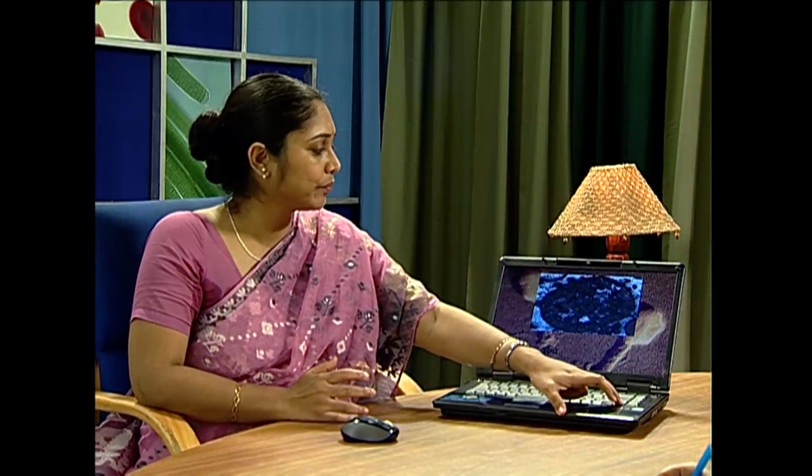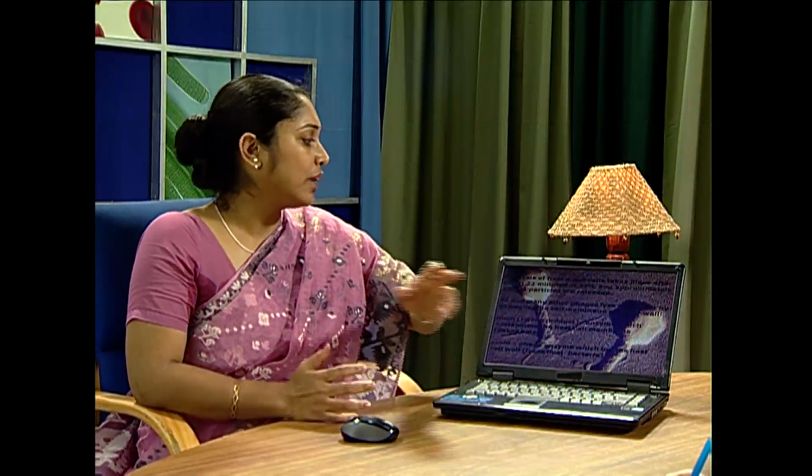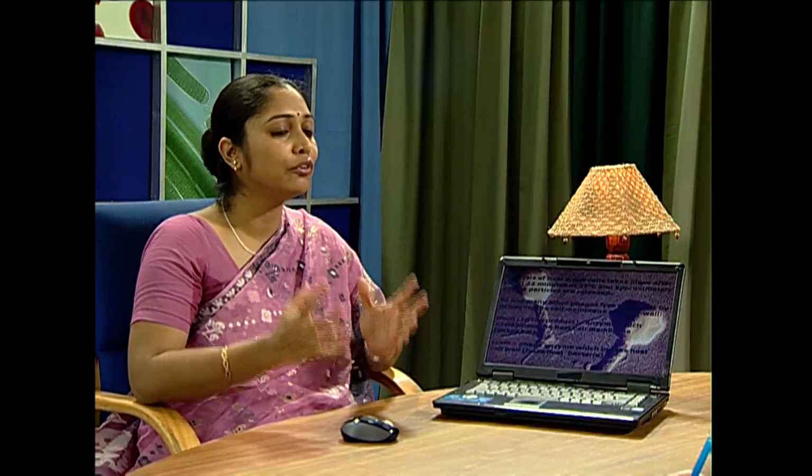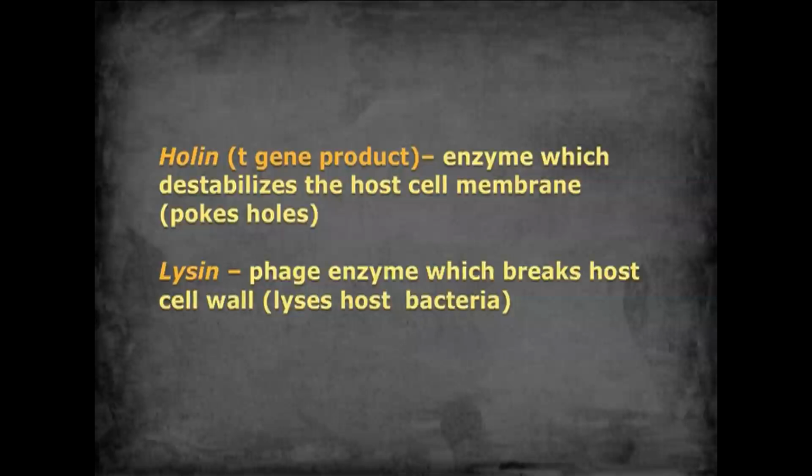Ma'am, what is burst size? Yes, burst size is the average number of new virus particles produced inside a bacterium and released from that bacterium. Now, at around 20 minutes of infection at 37 degrees centigrade, almost 300 new T4 phage particles are released from the bacterium. And for the lysis of the host cell, 2 enzymes are required. They are of viral origin. One is called holin, another one is lysin. And holin is a T gene product.